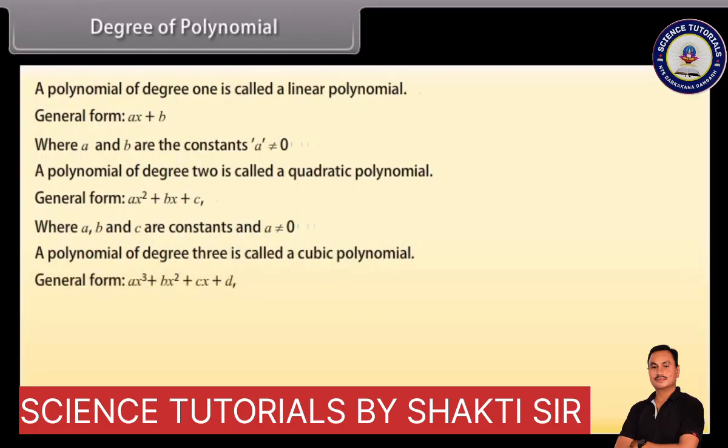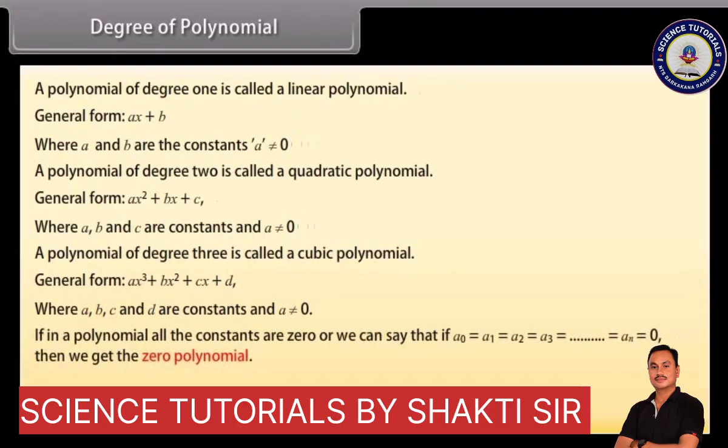Its general form is ax raised to the power 3 plus bx raised to the power 2 plus cx plus d, where a, b, c and d are constants and a is not equal to 0. If in a polynomial all the constants are 0, that is, if a0 is equal to a1, is equal to a2, is equal to a3, and so on, is equal to an, is equal to 0, then we get the zero polynomial. Zero polynomial is denoted by 0. The degree of the zero polynomial is not defined.